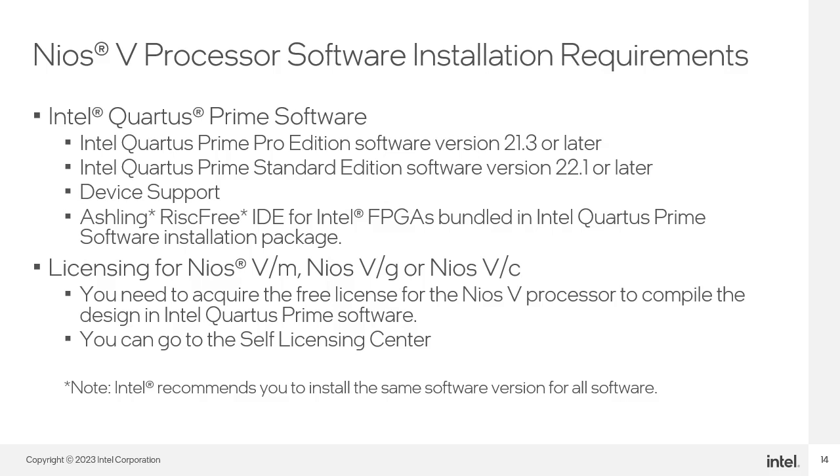You can go to the Self-Licensing Center to obtain the Nios V processor's license files to compile your design. Intel recommends installing the same software version for all of the elements described.